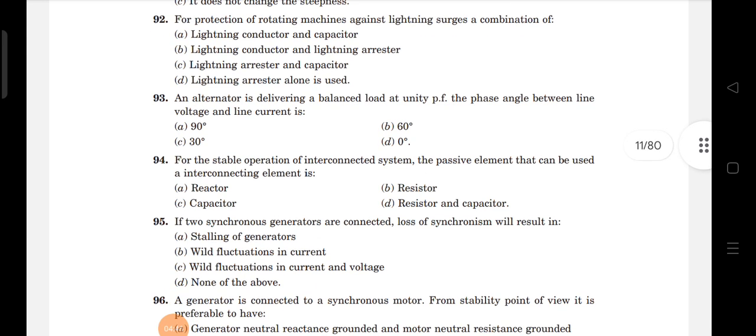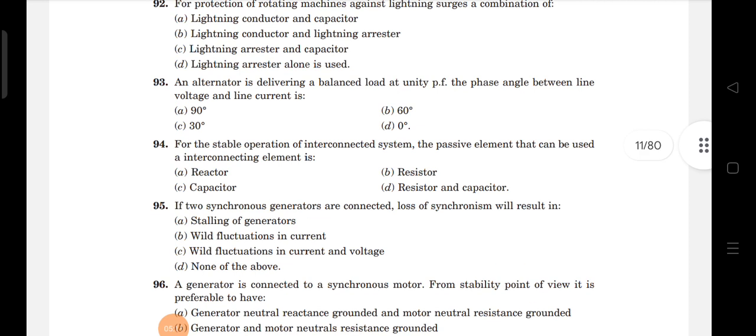Next, 93rd one. An alternator is delivering a balanced load at unity power factor. The phase angle between line voltage and line current is, okay, that means the phase angle is always between 30 to 45 degrees only. Based upon the given options, A 90, B 60, C 30, D 0, right? That means the 93rd answer will be C is correct.